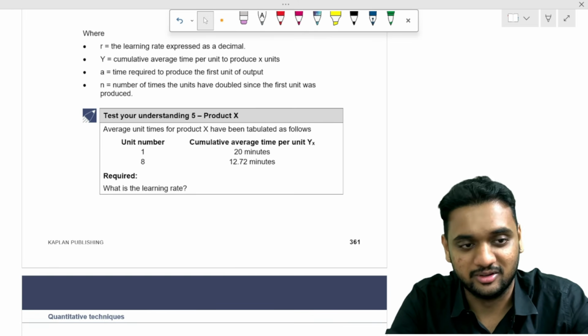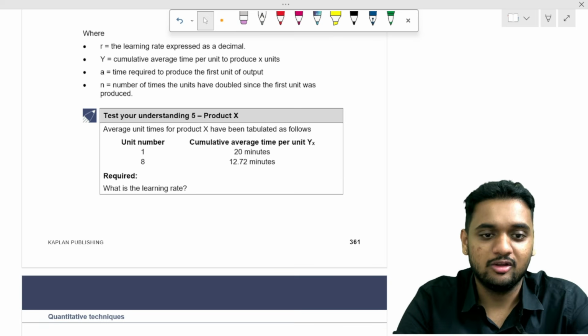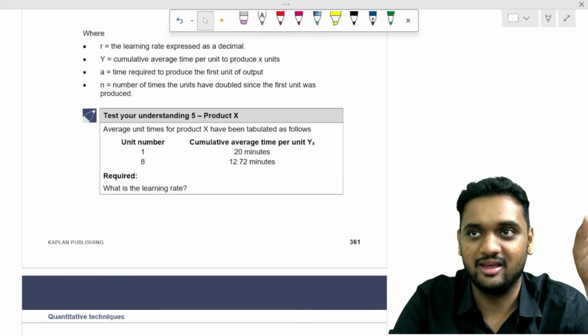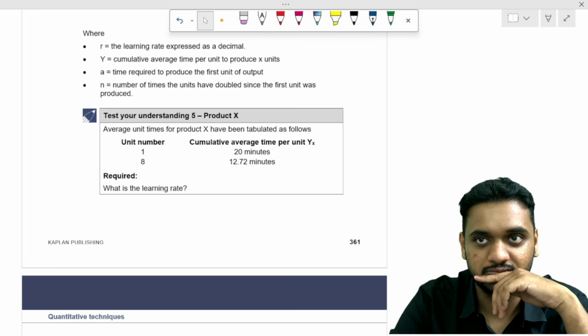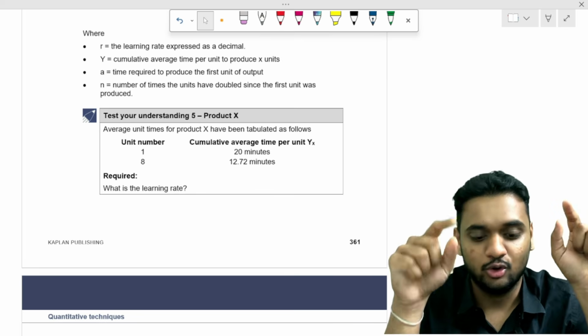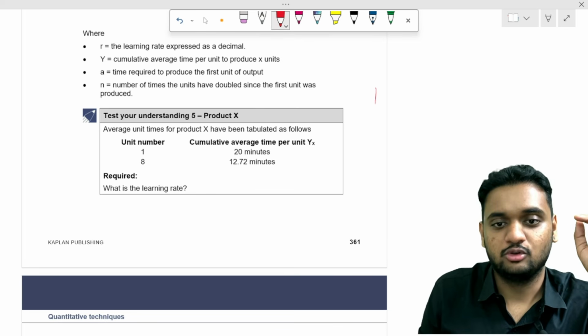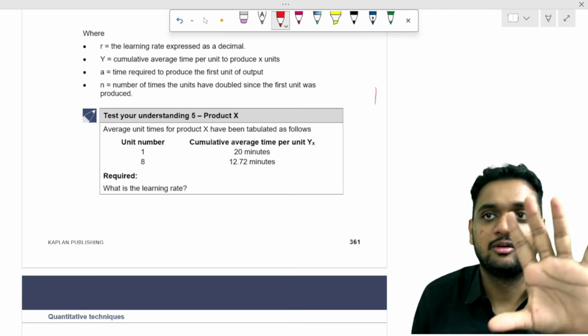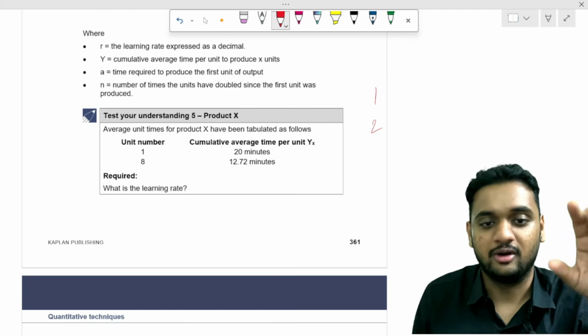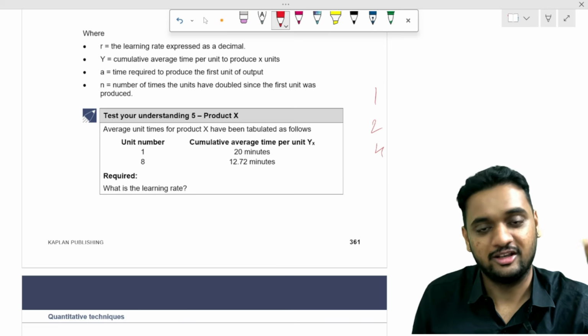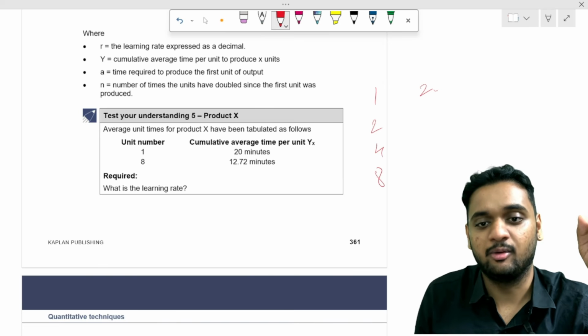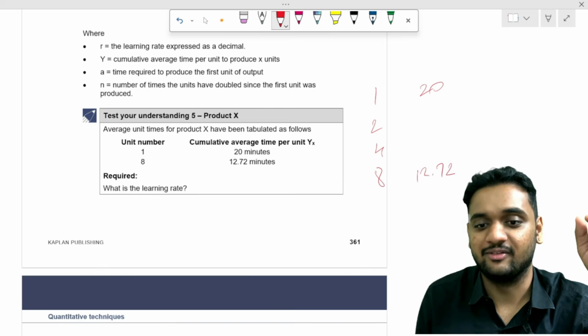Easier method. Sir, what do we know? They gave 1 unit and 8 units. So from 1, what will be the next unit? 2. Next? 4. Next? 8. Here, starting from 20 and descending to 12.72.